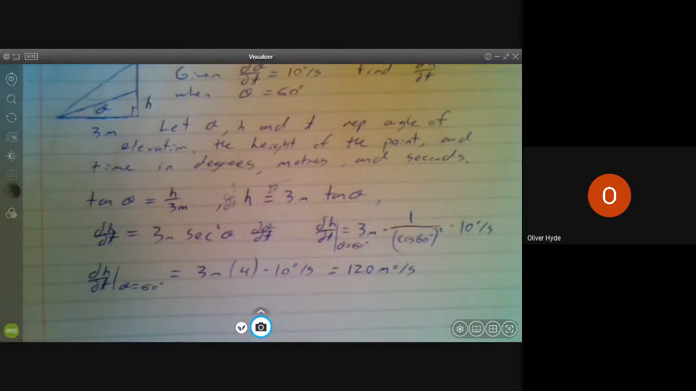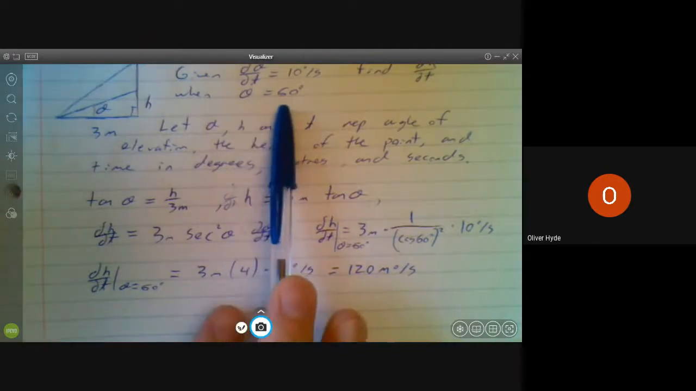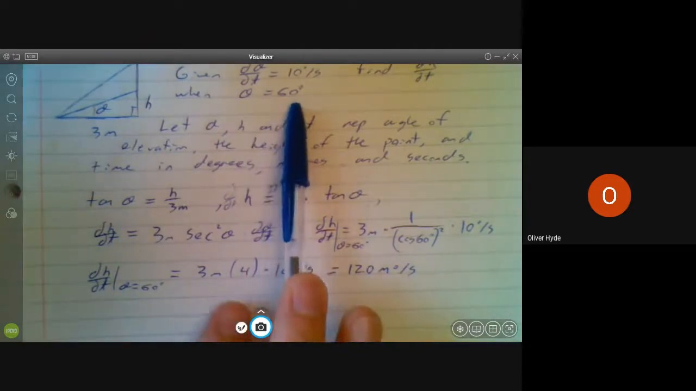And what is a meter degree per second? I have absolutely no idea. So I took an incorrect approach. I actually was not allowed to have d theta by dt measured in degrees per second. Now, am I allowed to have theta measured in degrees? It turns out not to really matter.